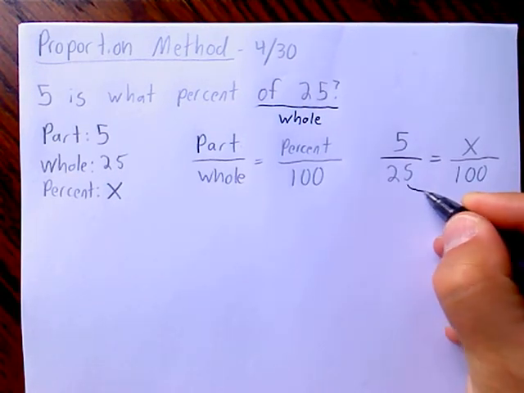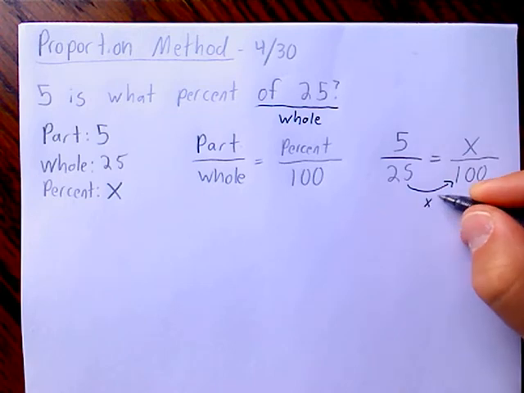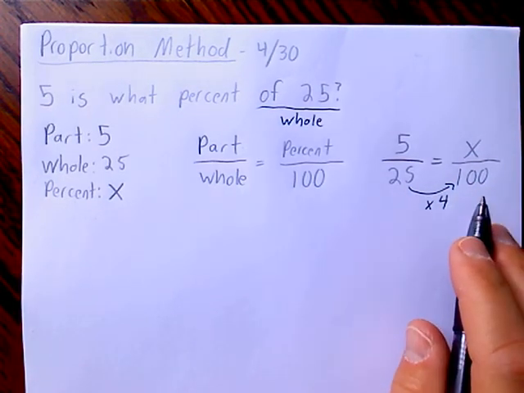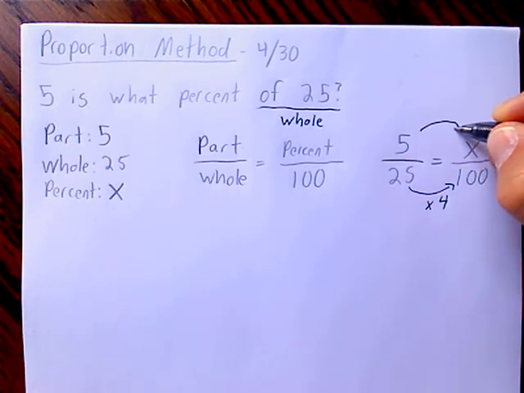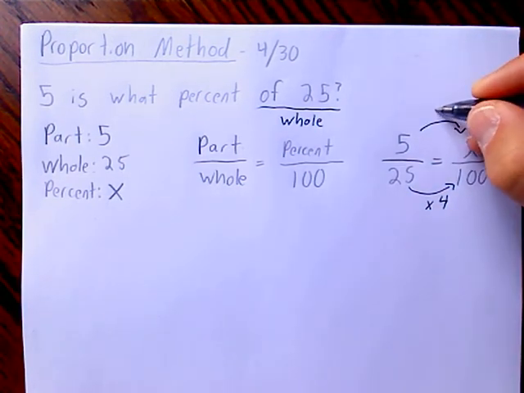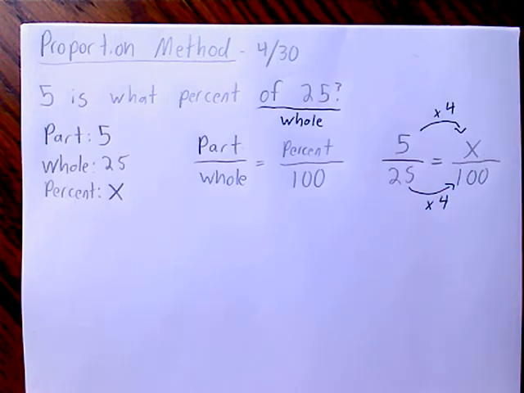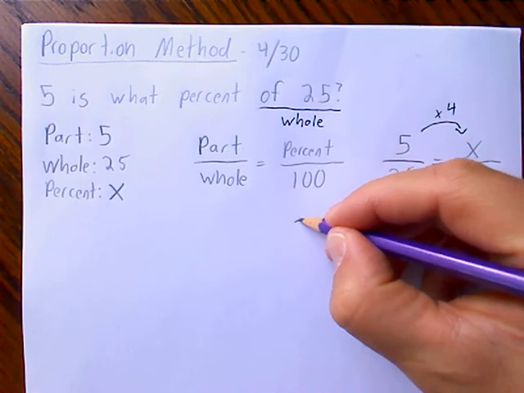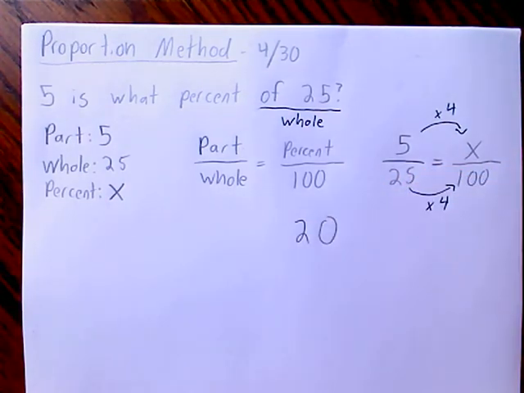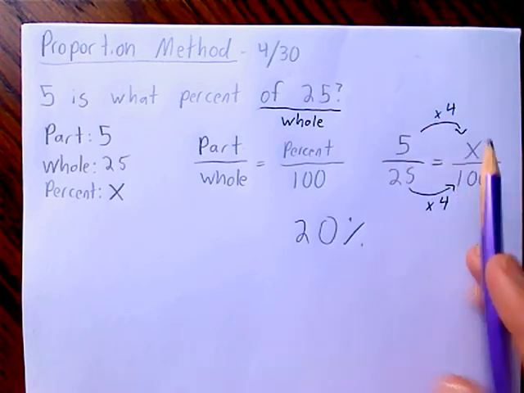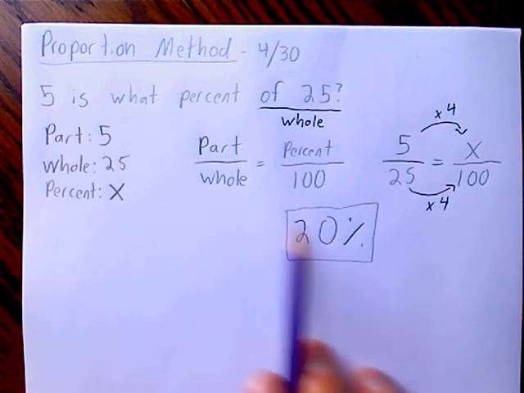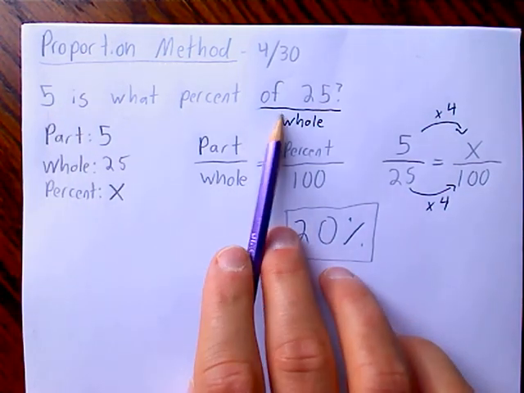I see that there is a nice relationship here. I need to multiply 25 times 4. Those are factors of 100. And I'm going to do the same thing in my numerator. So my percent, what percent? My percent with X, that is 20%, because I got 5 times 4 equals X. So 5 is 20% of 25.